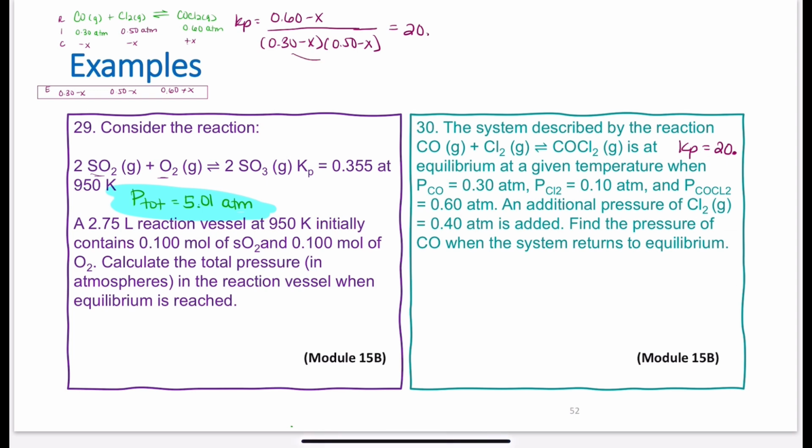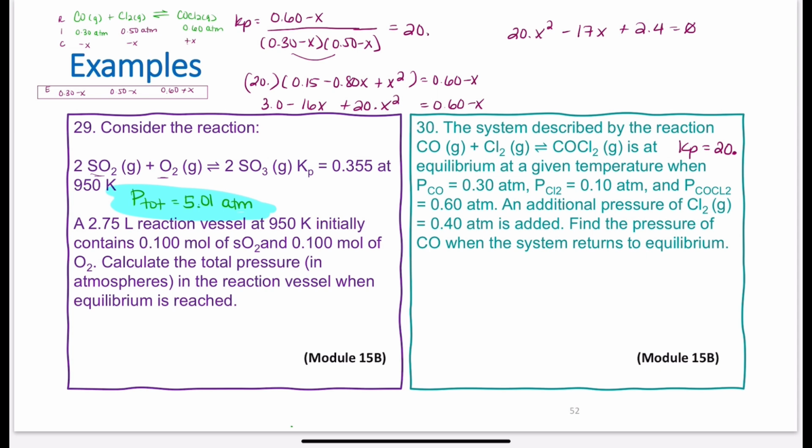Okay, algebraically, this is the whole FOIL method that you guys learned more recently than me. But I'm going to go ahead and algebraically manipulate this. So I'm going to have 20 times 0.15 minus 0.80x plus x squared, equal to 0.60 plus x. So distribute that 20 through that. That gives me 3.0 minus 16x plus 20x squared equals 0.60 plus x. Get everything to the same side because I'm going to have to solve a quadratic here. 20x squared minus 17x plus 2.4 equals 0.